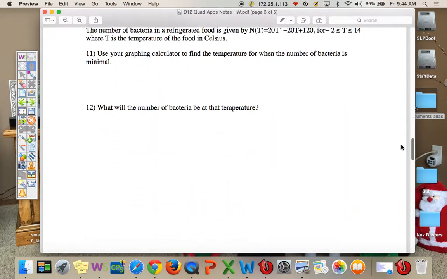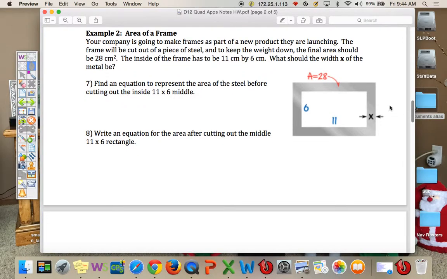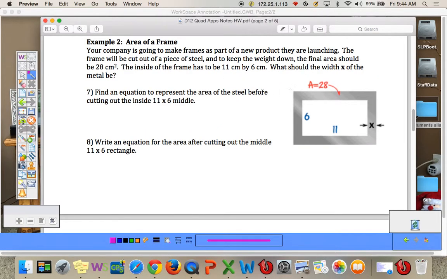Area of a frame, and then we'll look at the bacteria. Your company is going to make frames as part of a new project they are launching. The frame will be cut out of a piece of metal, and to keep the weight down, the final area should be 28 centimeters squared. The inside of the frame is 11 by 6. What should the width x be of the metal frame?